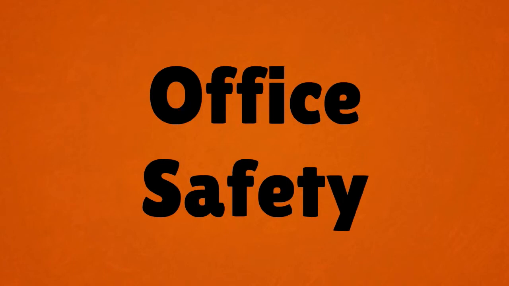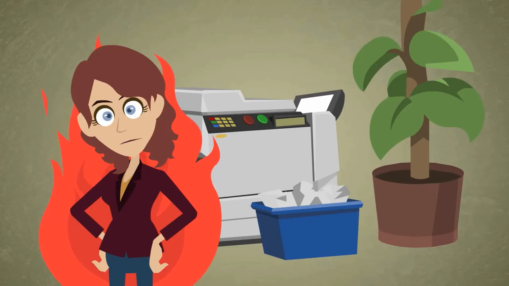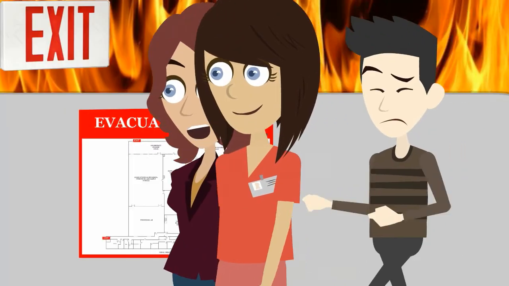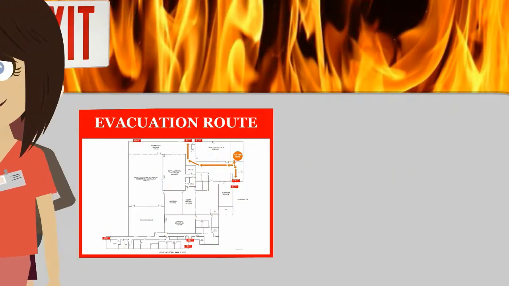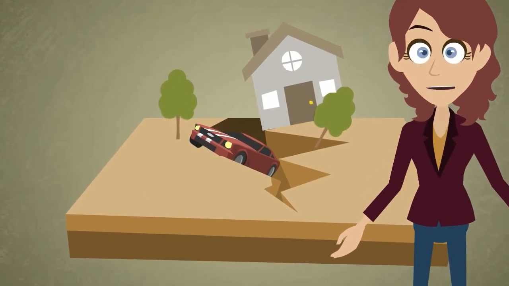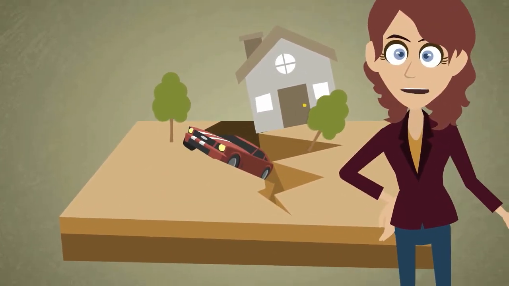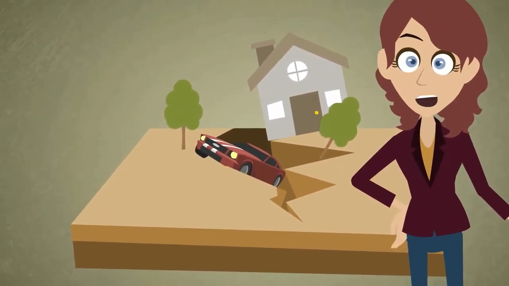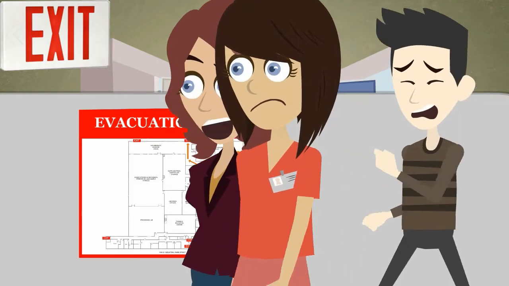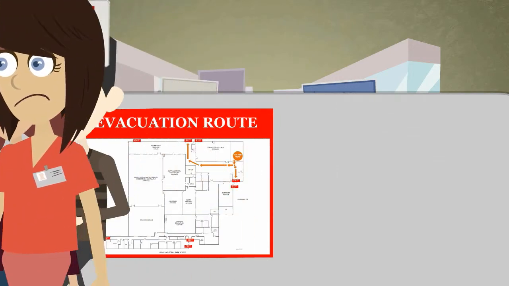Now, let's discuss general office safety. First, let's talk about fire safety. If there's a fire, sound the fire alarm and call 911. Then find the nearest evacuation route. Another thing you'll need to be prepared for is an earthquake. If an earthquake occurs, first move away from any windows and items that could fall on you. Once the shaking stops, evacuate the building.